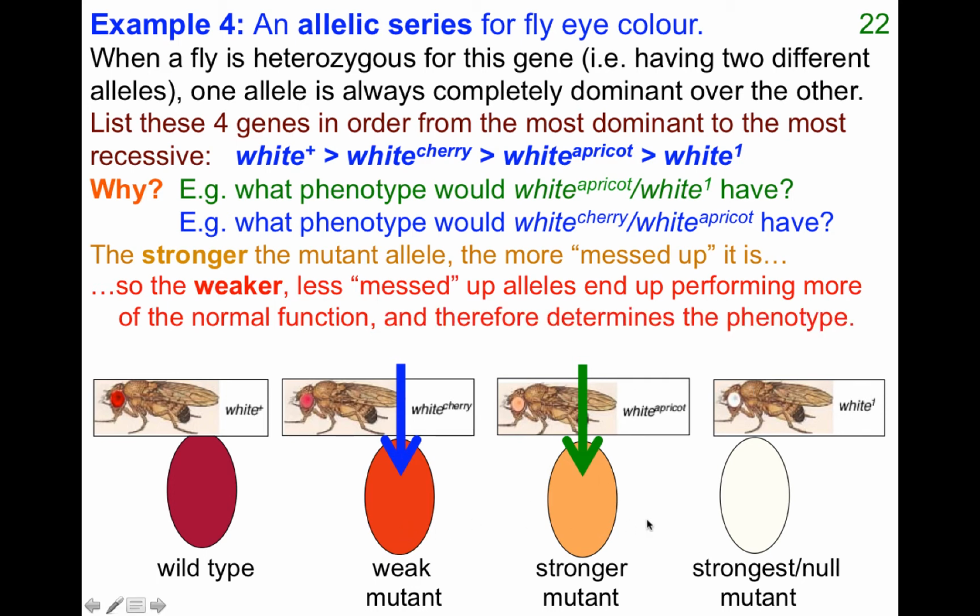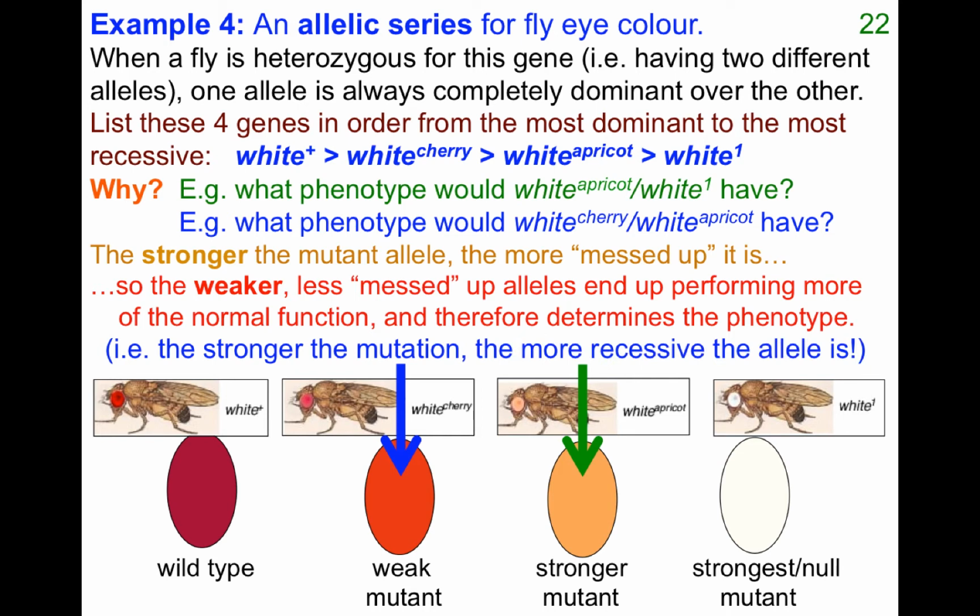So the stronger the mutant, the weaker it is in terms of dominance. The stronger the mutation, the more recessive it is. So the strongest mutant of all, the null one, is the most recessive. It's recessive to all these other alleles, because this makes nothing, and this stuff at least makes something.